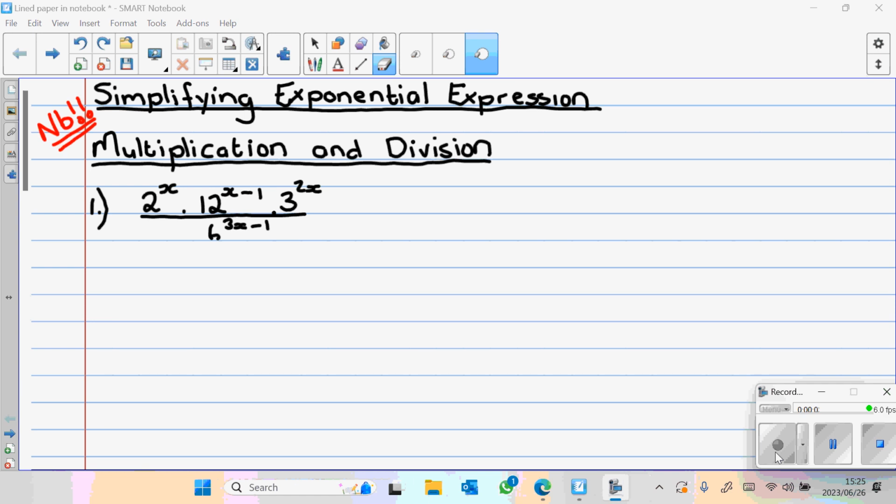Hi, everybody. I want to look at exponential expressions. And the first type, there's two types of them. The one is multiplication and division, and the other one is addition and subtraction. Now, the chances of getting a question like this in grade 10 and grade 11 is very high. I would say very close to 90%.